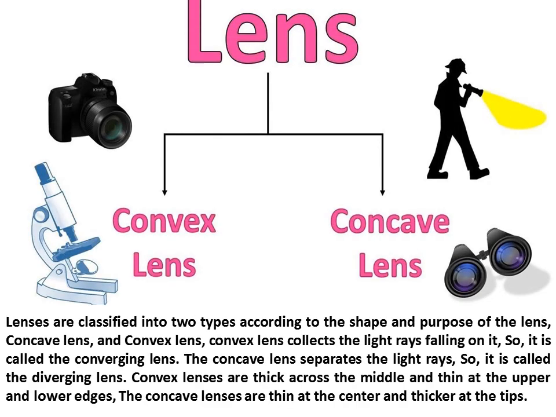Lenses are classified into two types according to the shape and purpose of the lens: concave lens and convex lens. Convex lens collects the light rays falling on it, so it is called the converging lens. The concave lens separates the light rays, so it is called the diverging lens. Convex lenses are thick across the middle and thin at the upper and lower edges. The concave lenses are thin at the center and thicker at the tips.